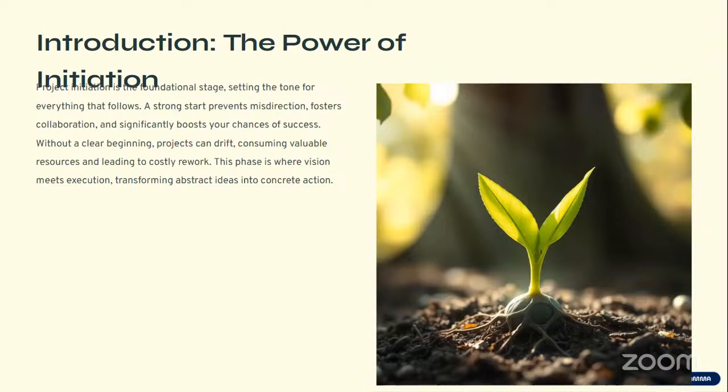So your initiation phase is very important. It's the foundation of any project you'll be working on. You have to put a lot of priority and a lot of work into the initiation phase, as it sets the standard for how the subsequent phases will be handled.